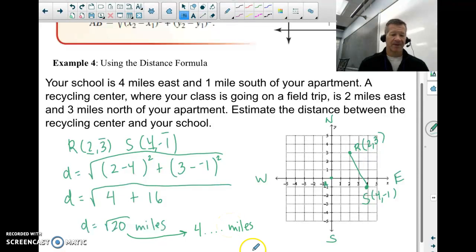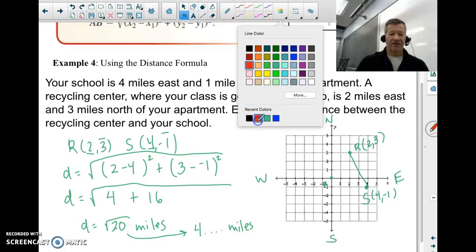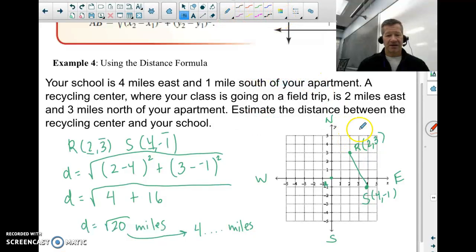Okay? Now, a way you can use your diagram to do this rather than the formula is using the diagram of the Pythagorean theorem. From R to S, it's hard to count how far apart they are because it's on an angle. But it's easy to count how far I have to go south, 1, 2, 3, 4 units south, and then 1, 2 units to the east to get from the recycling center to your school.